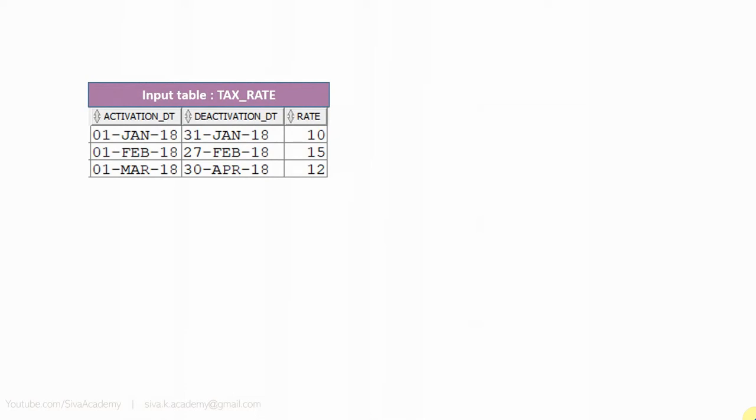So here is the problem statement. We are provided with a table called tax rate, which contains a range and the tax rate. For example, the tax rate 10 is applicable from 1st Jan to 31st Jan, and tax rate 15 is applicable from 1st Feb to 27th Feb, and tax rate 12 is applicable from 1st March to 30th April. So you can see here the dates are not continuous. For example, after 27th, the date starts with 1st. So there is a discontinuity in the date.